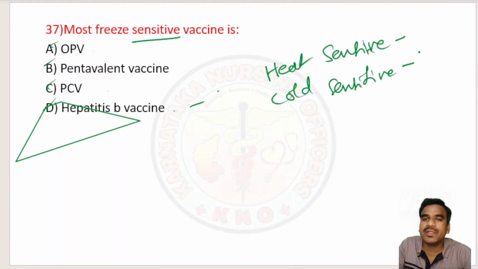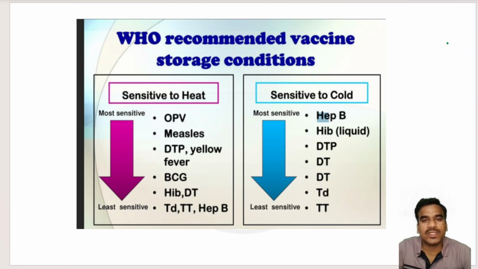Okay, so heat sensitive is always OPV. Cold sensitive is the hepatitis B vaccine. Here I will show you one diagram, from most sensitive to least sensitive.